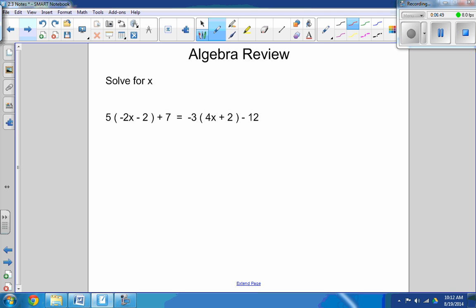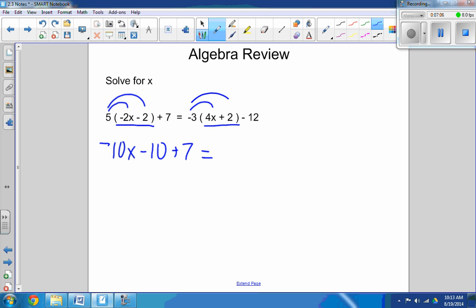Let's do one more. Okay, so we have the same idea. It's 5 times this whole expression, so distribute. So that's 5 times negative 2x, so negative 10x. 5 times negative 2, negative 10. Plus 7 equals distribution here again. Negative 3 times 4x, negative 12x. Negative 3 times 2, negative 6.